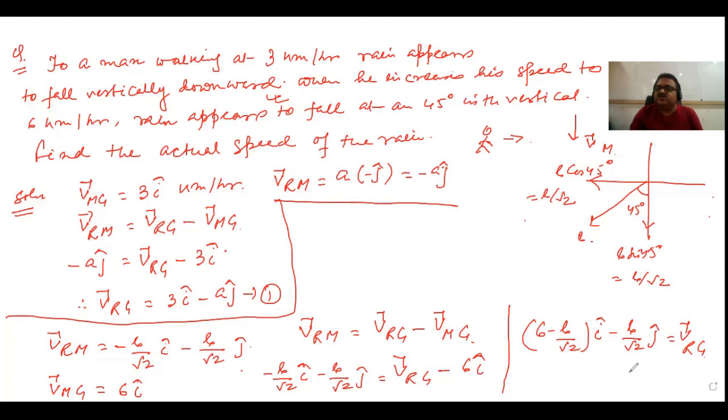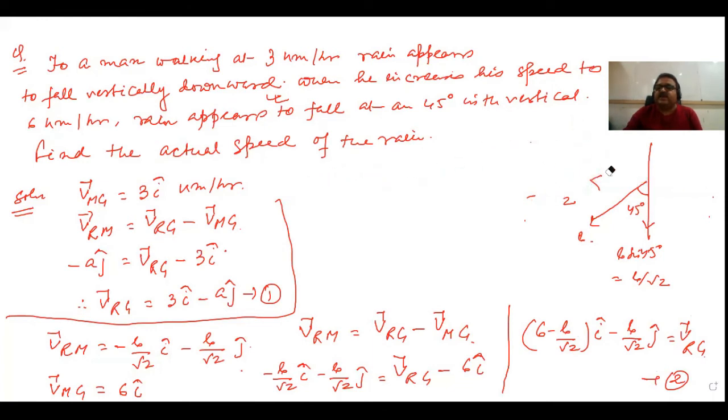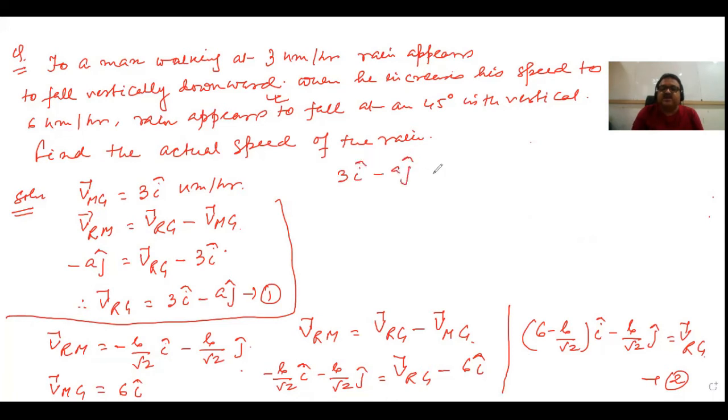Now, this is equation 1, this is equation 2, and both are the velocity of the rain with respect to the ground. So what to do then? We need to solve these equations, correct? I need to calculate the value of a. Look at this case very carefully. Equation 1 and equation 2 are both the same, so I can write 3 i cap minus a j cap is equal to 6 minus b by root 2 i cap minus b by root 2 j cap.